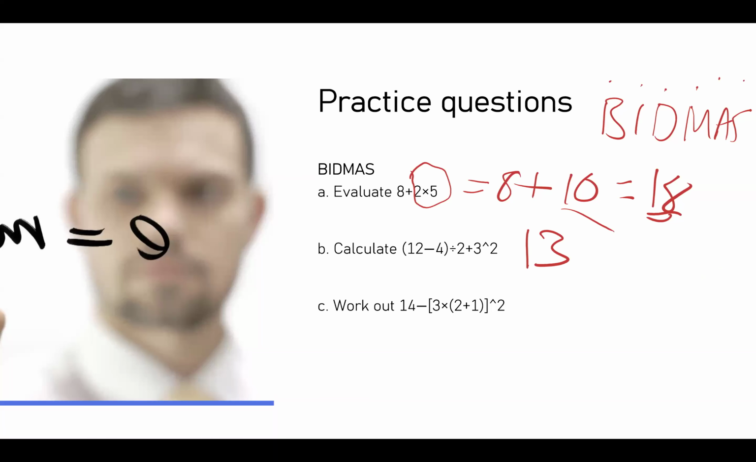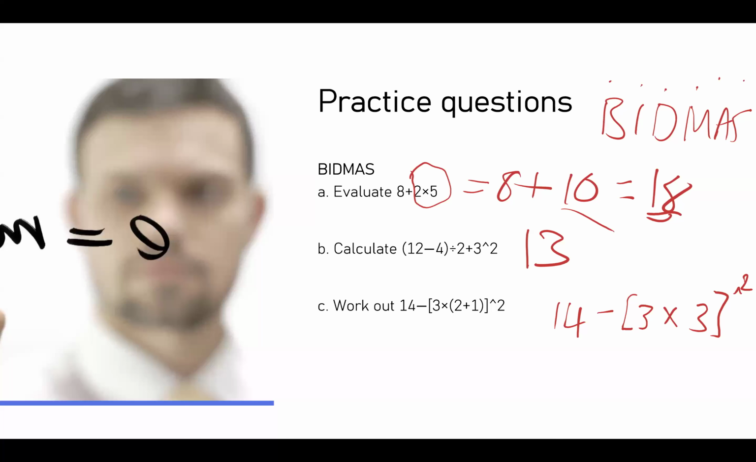And for the final one, again, we would do the brackets, or whatever's in the brackets, first. 3 times 2 plus 1. So this is the inner brackets of the brackets. So we would do 14 minus 3 times 2 plus 1, which is 3 times 3 to the power of 2.